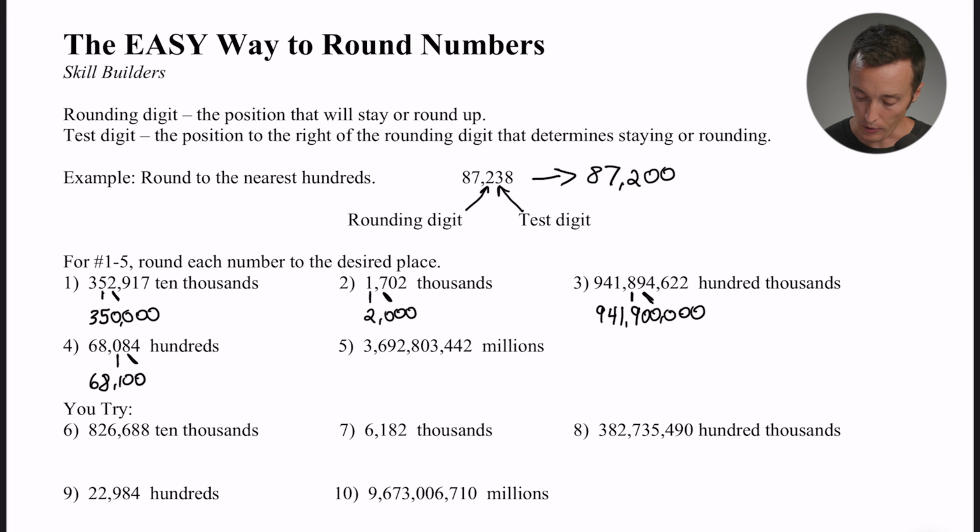Okay, one more example here. Oh boy, this is a big one. 3,692,803,442. And they want it to the millions place. So that's going to be this one right here, the 2. The test digit is an 8, which tells me to round it up. So it's going to go from a 2 up to a 3. So 3,693,000,000. And we just get zeros after that. Cool.